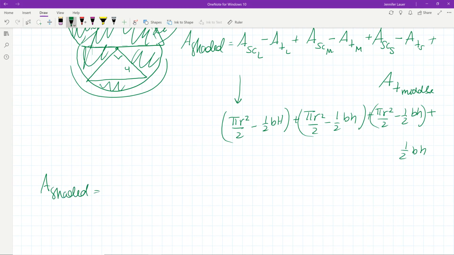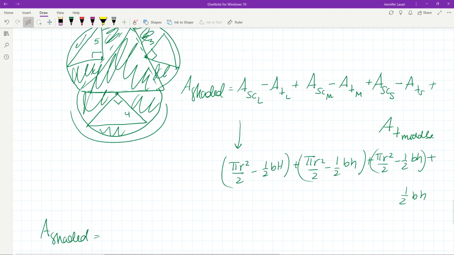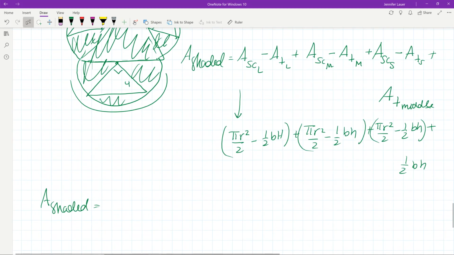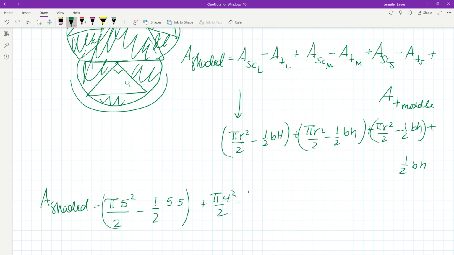So let's look at the large triangle first. Based on this, we can see, first of all, the radius is going to be 5 because of the placement of the triangle. And the base of the triangle is 5, and the height of the triangle is 5. Now let's go to the middle one. That radius is 4, and that's going to be 4 times 4. And let's go to the small.